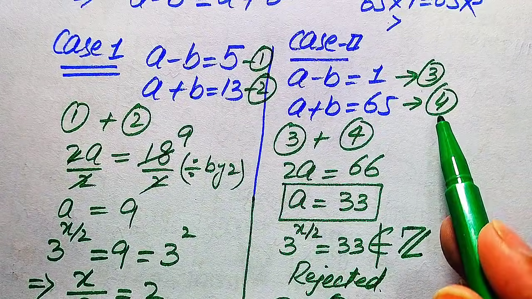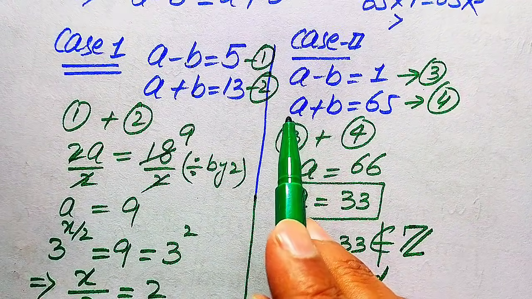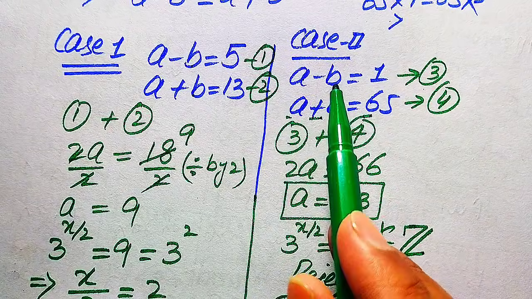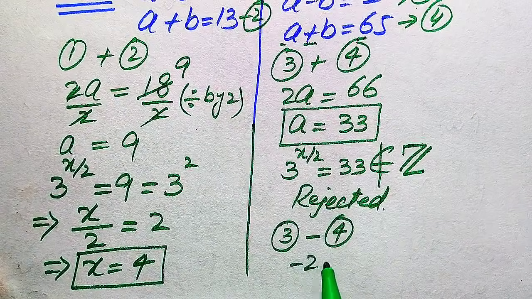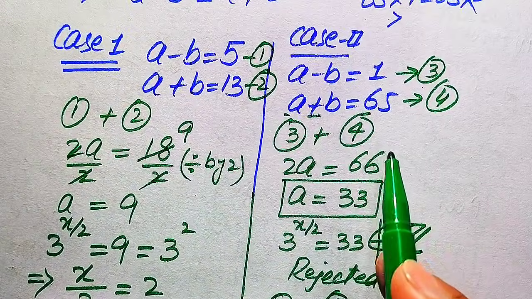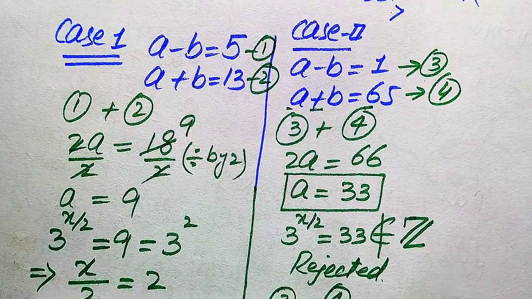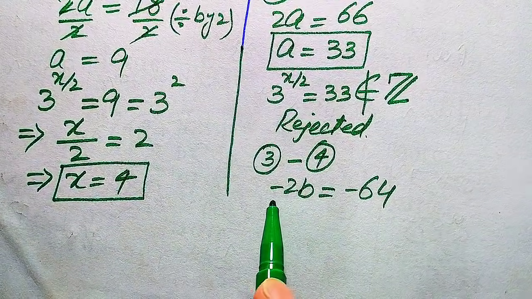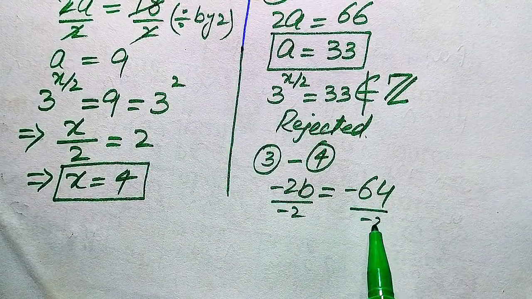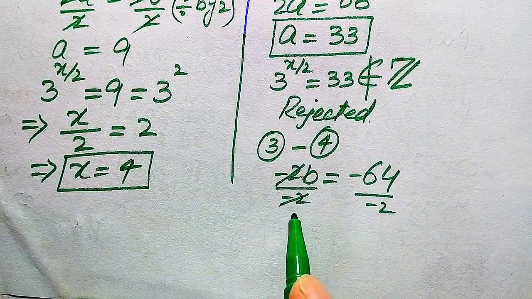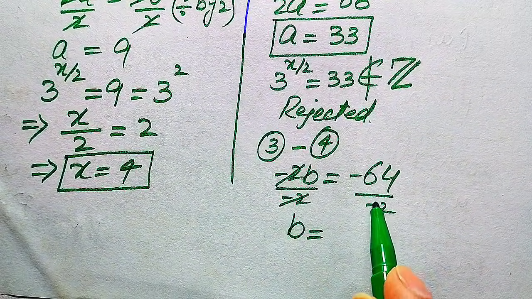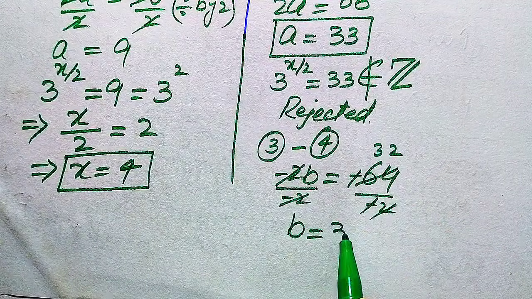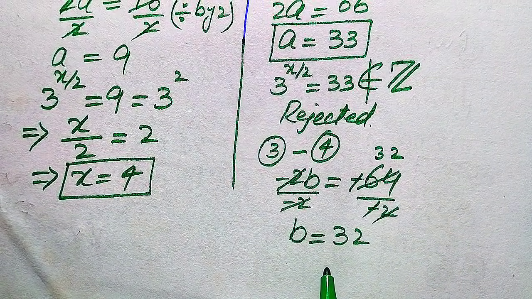So when we subtract these two equations, after subtraction we need to change the sign. So a cancels out, and minus b and minus b becomes minus 2b, and 1 minus 65 becomes minus 64. So we again need to divide both of the sides by minus 2. So this minus 2 and this minus 2 cancel out each other, and we get the value of b equals, 2 3s are 6 and 2 2s are 4. So we easily get the value of b equals 32.